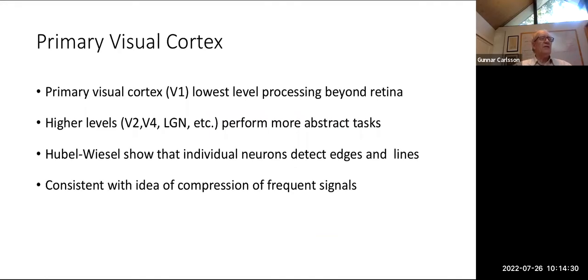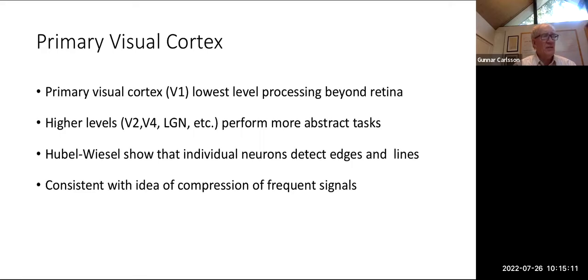So let's just come now to the motivation for this, which was to study questions of the neuroscience of the visual pathways. The primary visual cortex is the lowest level processing unit beyond the retina. The higher levels, and they have various names, there's more of them than these, but V2, V4, and the lateral nucleus perform more abstract tasks. So that is an observed fact in the mammalian visual system.